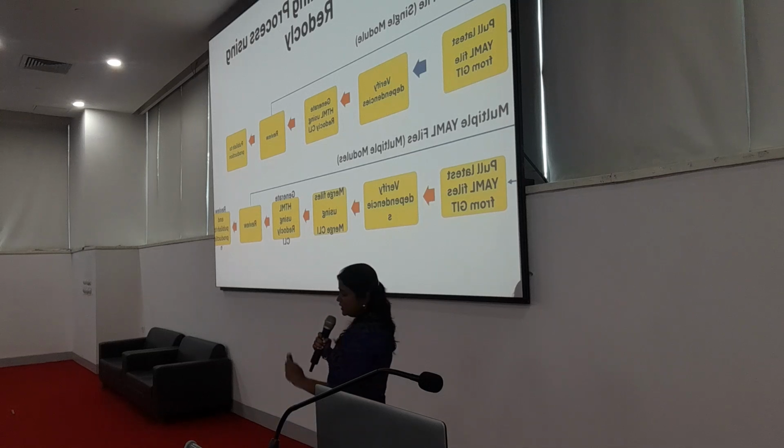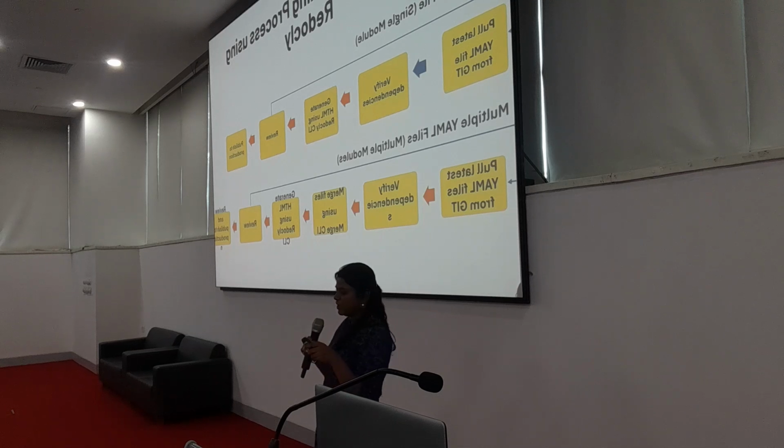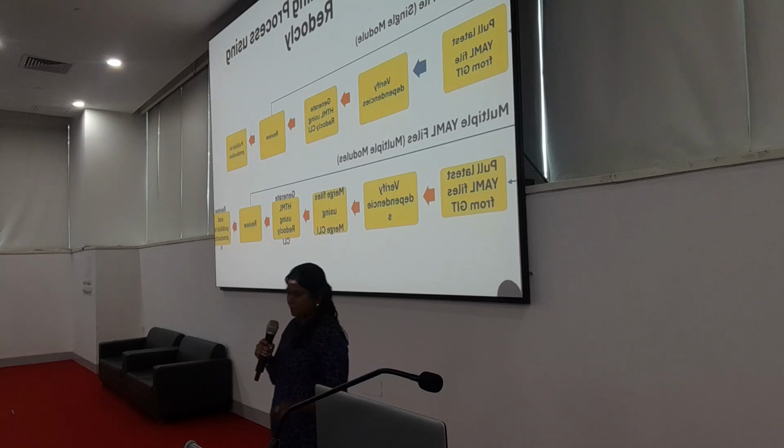In case we have multiple YAML files, this is a case where you have a suite of products with a lot of submodules, each of them would have a different YAML file. That's when we pull all the YAML files from Git, we verify the dependencies, and we then use Merge CLI to merge all of them into a single YAML file. And then we generate the output using Redocly. We get it reviewed and then publish to production.